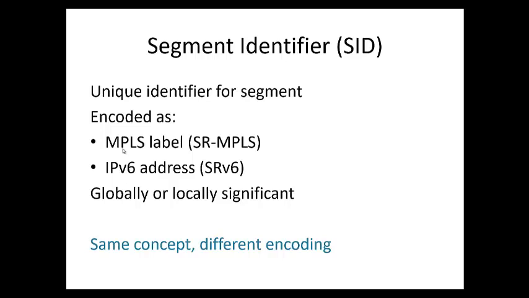Right, this MPLS and IPv6 encoding, the concept-wise the way that they operate is the same, but the encoding that they use is different. As I said, IPv6 will use the IPv6 address itself as an ID, whereas MPLS label uses a reserved global block starting from 16,000 to 23,999. So it's a different encoding but the same concept.